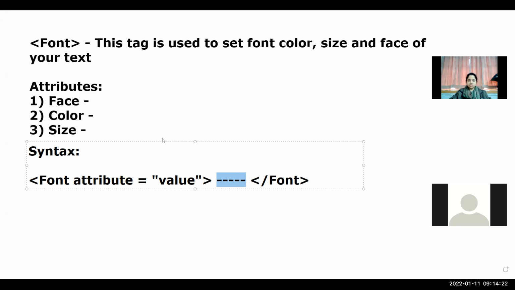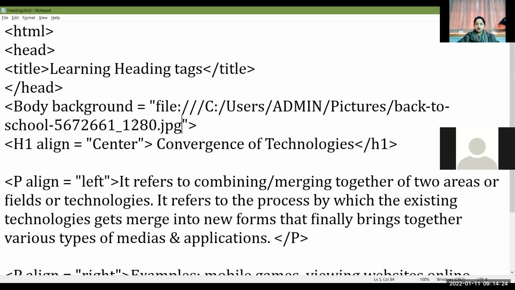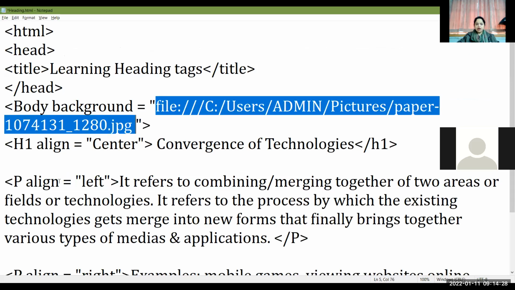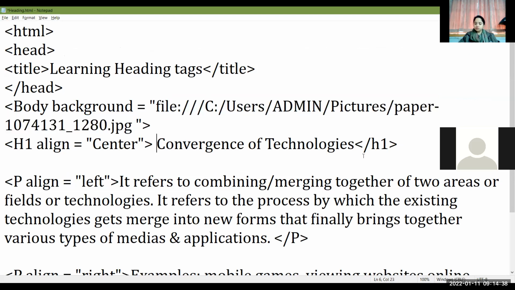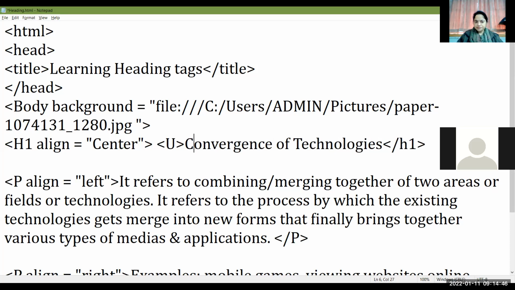Okay, now how we are going to use it? I'm going to use it in the coding. Now we had given this image as a background. Now suppose H1 align equals to center, convergence of technology. We had given that already. Okay, I want to make it underline also. Bold तो ये पहले से ही है because we are using the heading tag. I'm going to use underline. So I'm typing the underline.